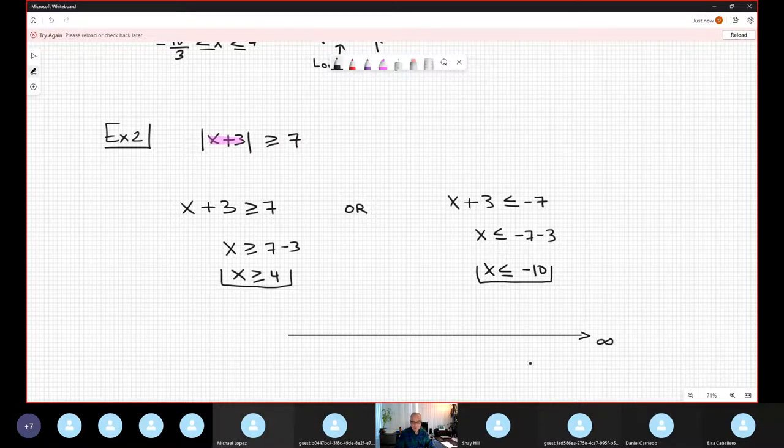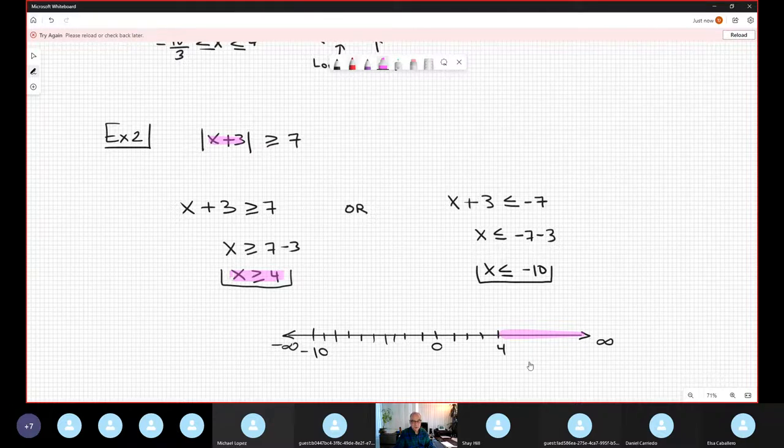Infinity in that direction, negative infinity in that direction, 0 in the middle. This is 4: 1, 2, 3, and 4. And negative 10, I suppose hypothetically: 1, 2, 3, 4, 5, 6, 7, 8, 9, and 10, minus 10. So that part is greater than or equal to 4. That is to the right, of course, including 4.